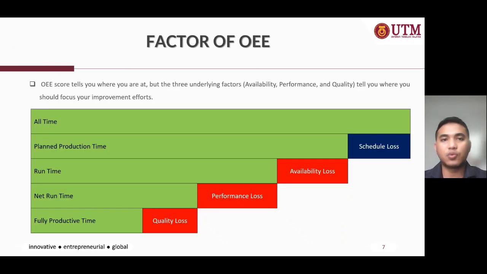Okay, we go to the factors of the OEE. Basically, the OEE score tells you where you are at, but the three underlying factors that we previously discussed, availability, performance, and quality, tell you where you should focus your improvement efforts. We can see here all time, planned production time, runtime, net runtime, and fully productive time. We consider schedule losses, availability losses, performance losses, and quality losses.